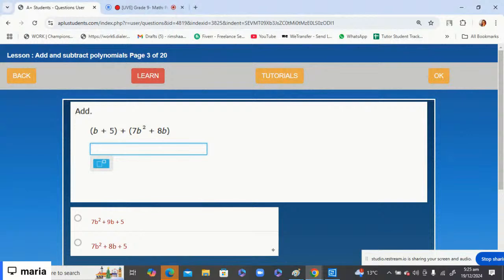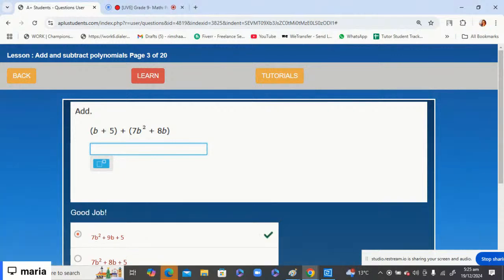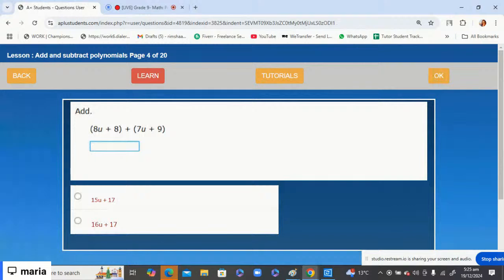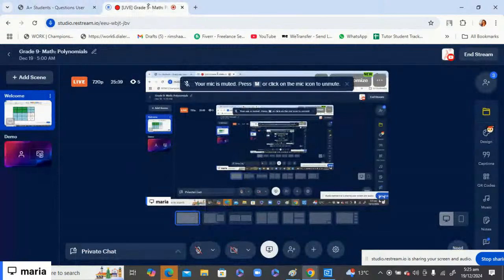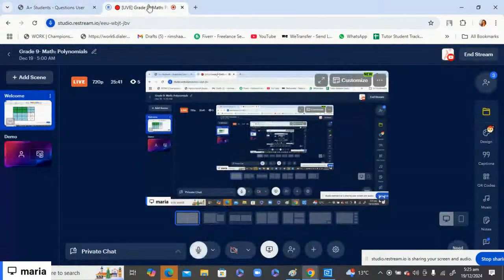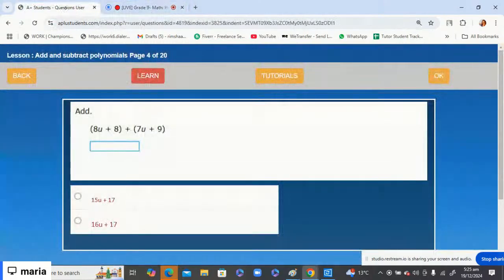So this becomes this option. So now hope you guys understand this lesson. Solve the rest of the test questions by yourself. Okay.